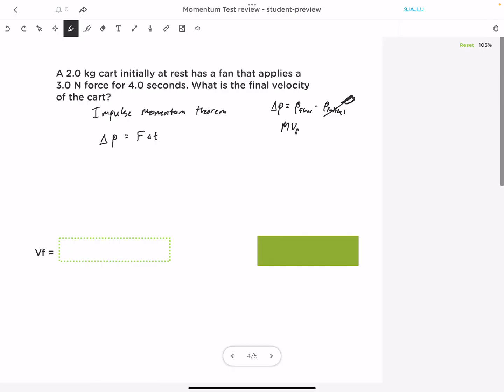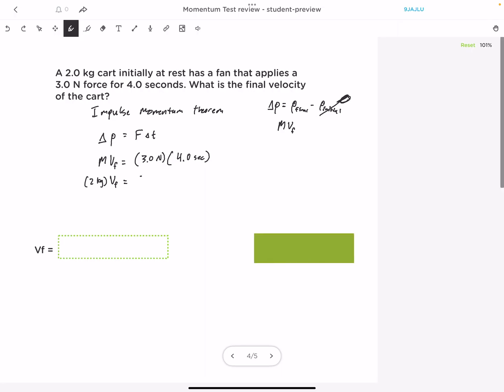And the cart applies a 3 Newton force for 4 seconds, right? So MVF is equal to 3 Newtons being applied over a time period of 4 seconds. All right, and we know the mass of the cart is 2, right? So 2 kilograms times VF has to equal 3 times 4. So 3 Newtons times 4 seconds, that's an impulse of 12 Newton seconds.